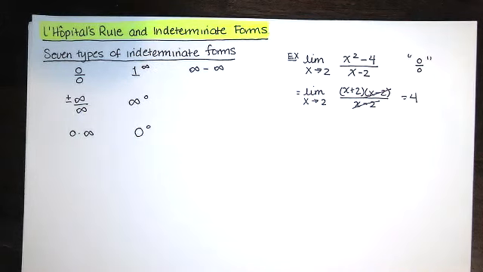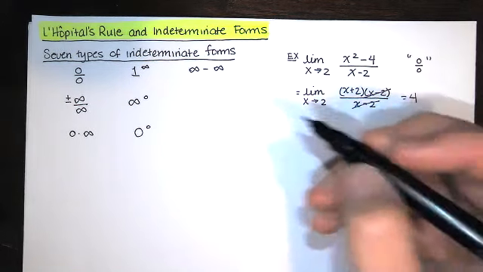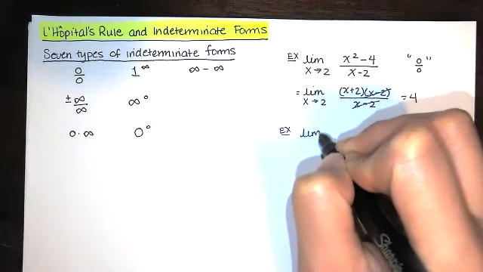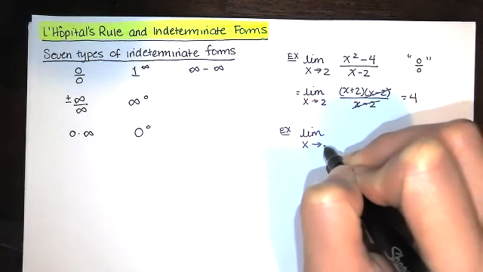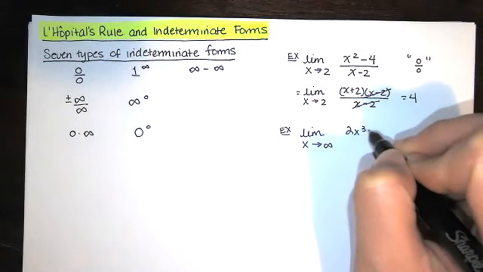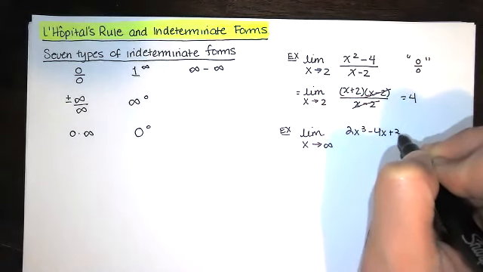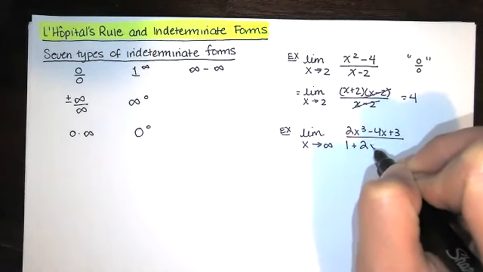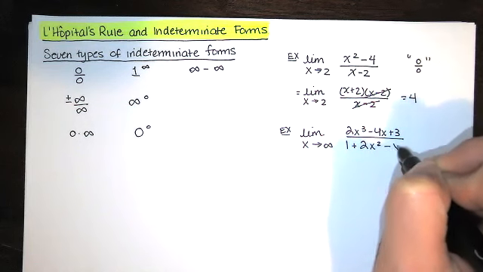And there are also infinity over infinity indeterminate forms. You've seen some of those. We saw some of those earlier this semester as well. Maybe you see something that looks like this. The limit as x goes to infinity of 2x cubed minus 4x plus 3 all over 1 plus 2x squared minus x to the 4th.